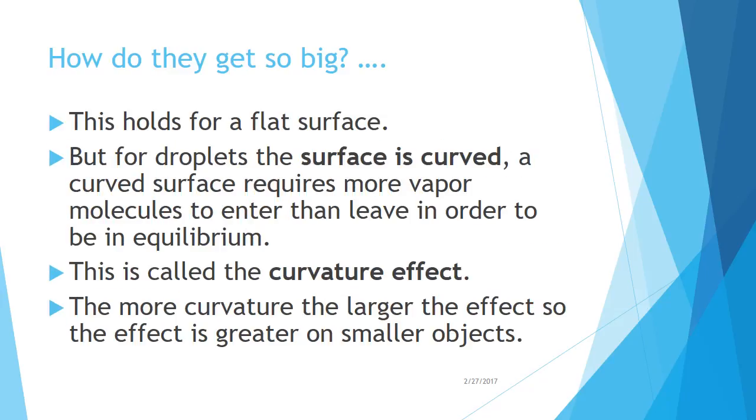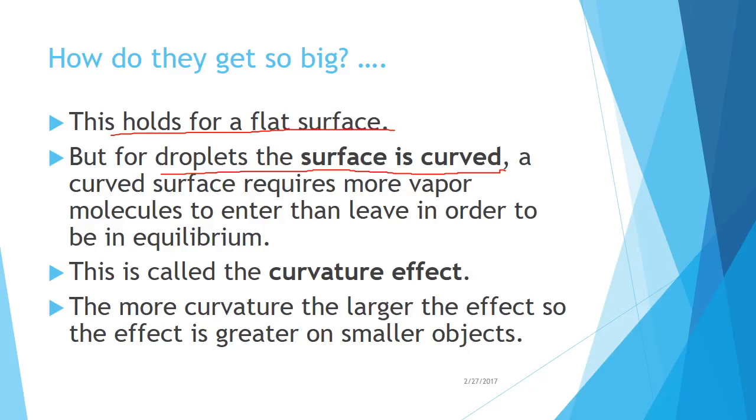All right, so these ideas hold for flat surfaces, okay? And unfortunately, our droplets have surfaces that are curved, and so this is what we're going to call the curvature effect. Now, the curvature effect depends on the curvature of our surface. The more curvature, the larger the effect. So small objects have a larger curvature effect than larger objects. So cloud droplets have a larger curvature effect than a rain droplet.